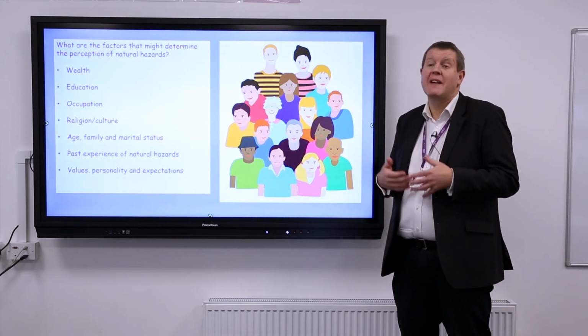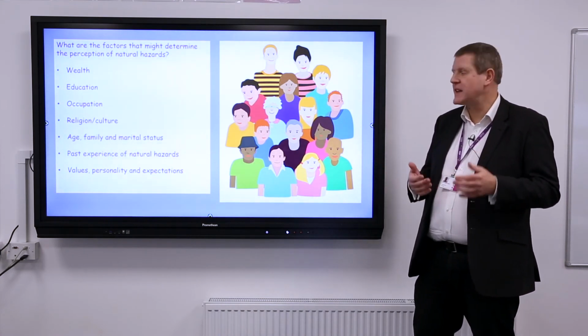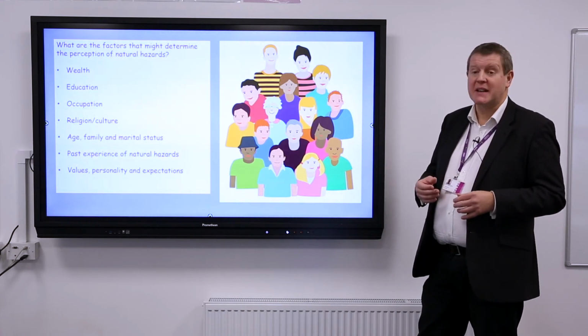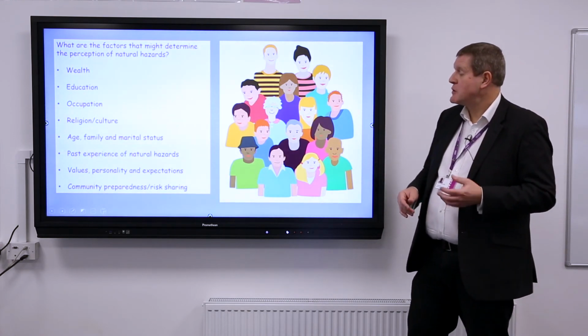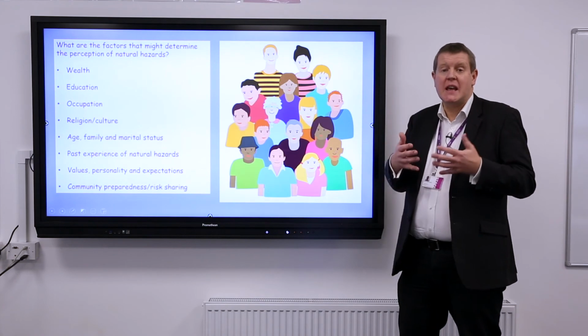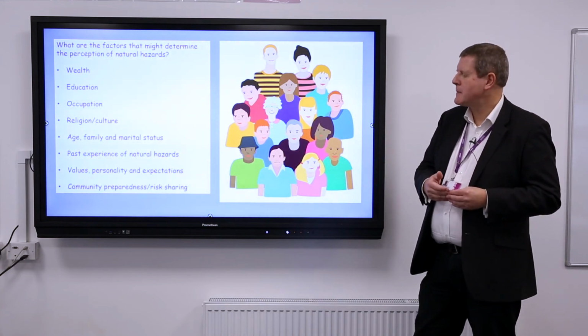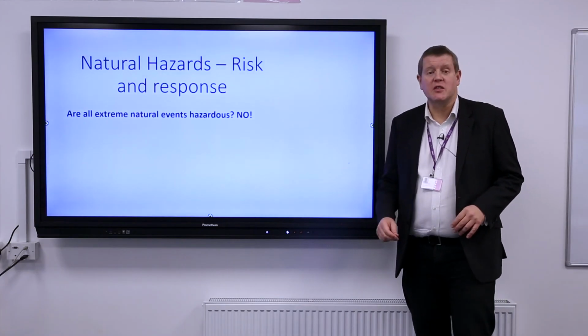And everyone's personal, so the values, perceptions of a hazard, your own personality and expectations also can make a really big difference. So too does community preparedness, whether a community groups together to respond to a particular hazard. And this idea of risk sharing in geography is the term we use for whether you're insured or not. So if you have insurance against a storm, you're perhaps very happy to leave your house. If you haven't, you might want to stay and do what you can to protect it. And how you respond to hazards is going to depend a lot on whether you're insured against the financial impacts of it. So 2 questions at the end.